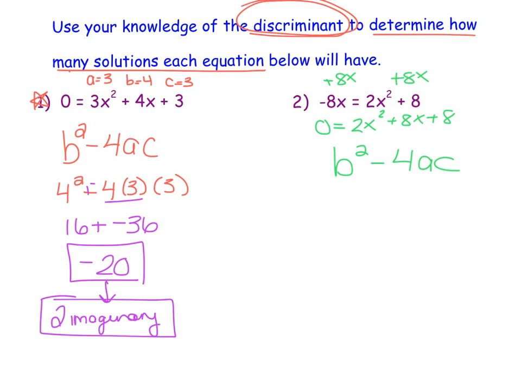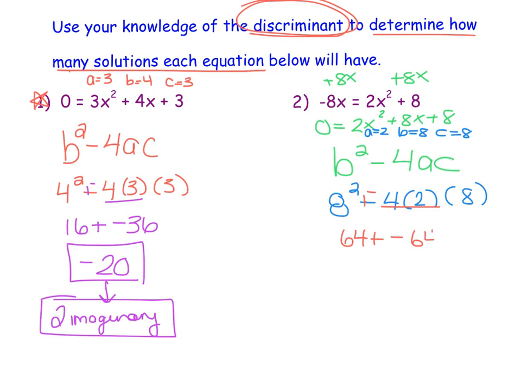So here I can see that my a value is 2, my b value is 8, and my c value is 8. So here we have 8 squared minus 4 times 2 times 8. And then I'm going to utilize keep, change, change here. So I have 64 plus, well, negative 4 times 2 is negative 8. Negative 8 times 8 is negative 64. So I add those two together and I get a discriminant value of 0.